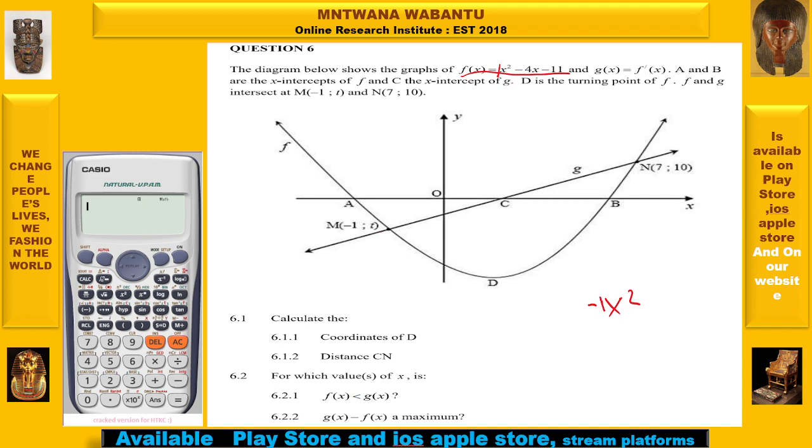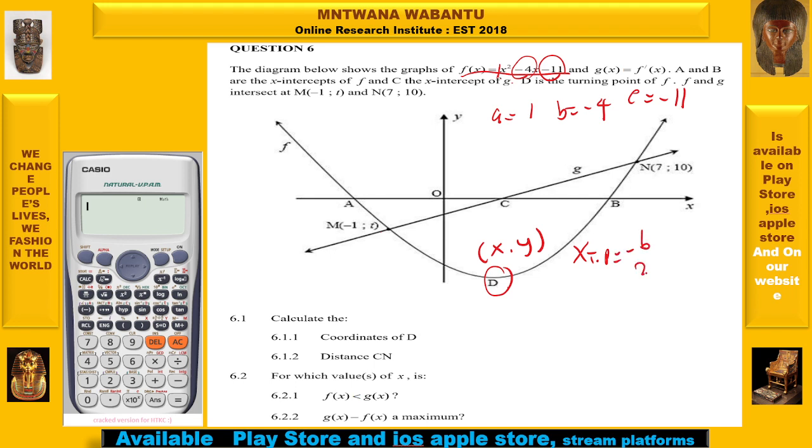So in a quadratic, this number here, we call it a. For this case, our value of a equals 1. And what is b? b is the number before x in any quadratic. So our b equals negative 4, and our c equals negative 11. Now for us to get the turning point of a parabola, at the turning point we have x and y. Any coordinate on the Cartesian plane has x and y. To get the value of x at the turning point, x equals negative b over 2a.